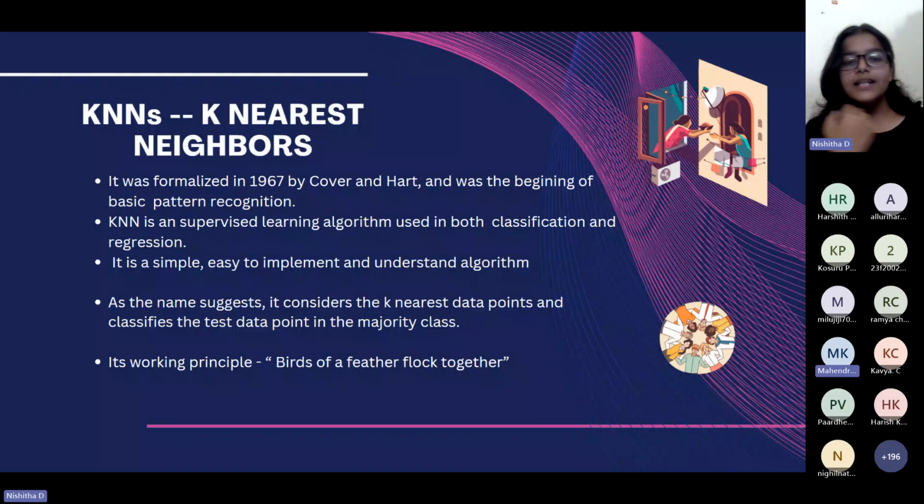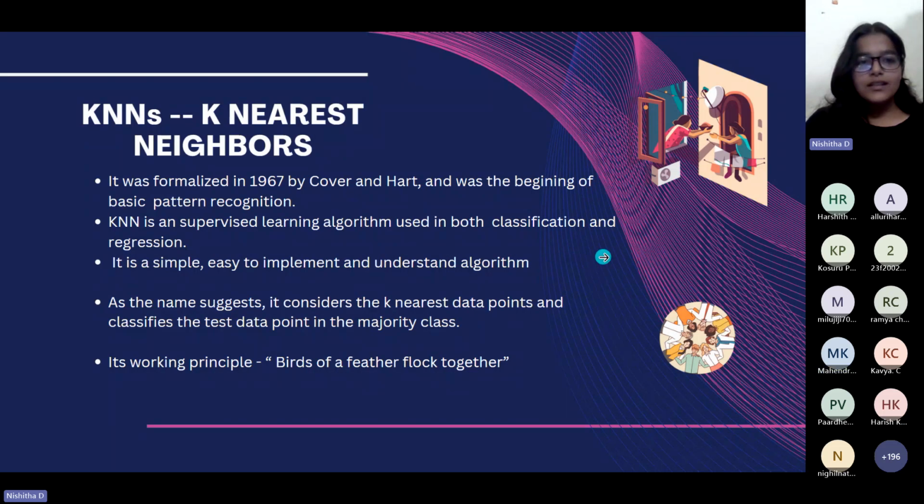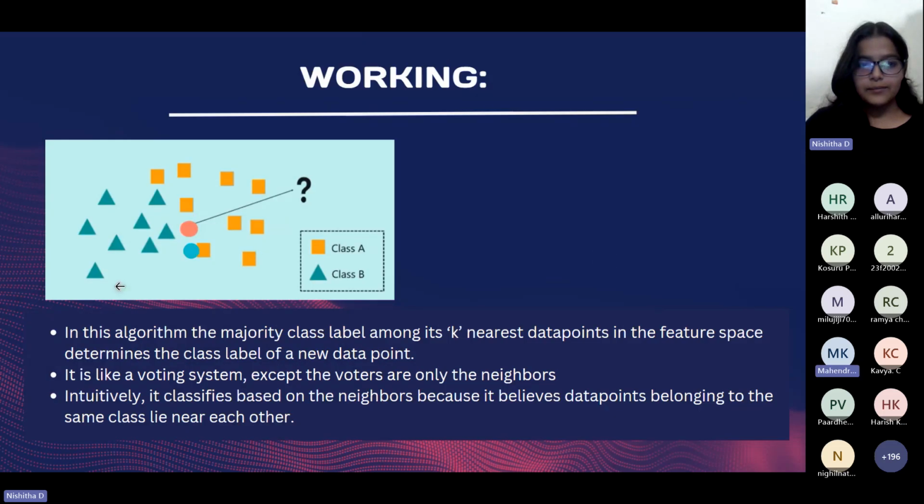So the principle is that birds of a feather flock together, or similar things occur nearby. That's essentially the gist of the algorithm. It's a very simple algorithm, like I said. So let's understand it with a visual representation.